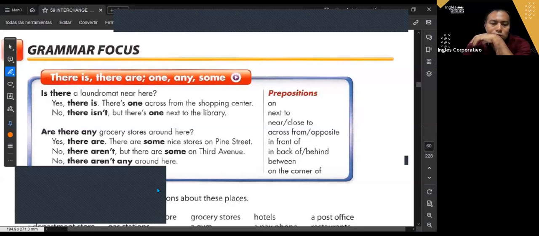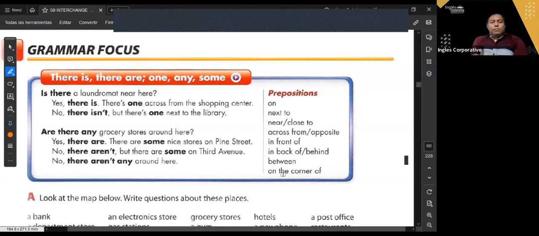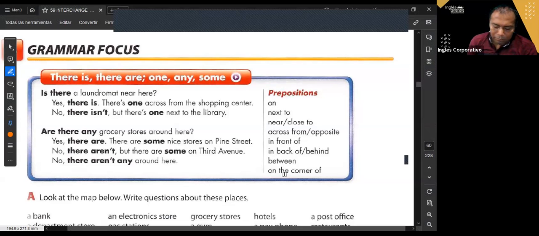Page 51, exercise 3, grammar focus. There is, there are. One, any, some. Is there a laundromat near here? Yes, there is. There's one across from the shopping center. No, there isn't, but there's one next to the library.